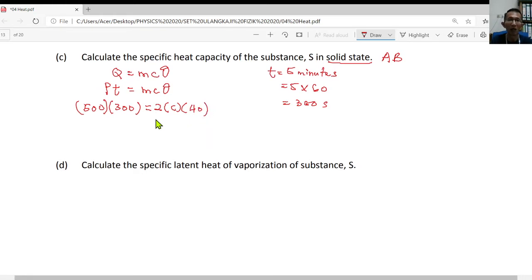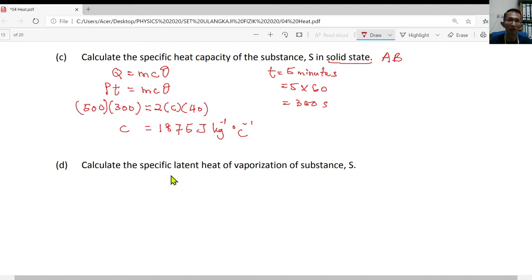Alright, so now we can calculate our C. So our C would be 1875 joule per kilogram per degree Celsius. Okay. Now, let's move to the next one here.